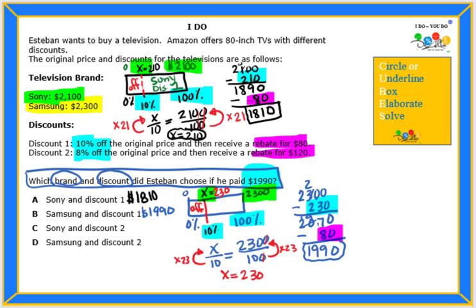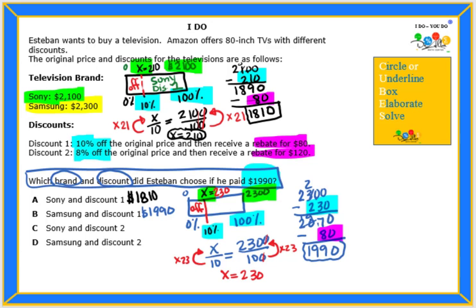Okay, so the Sony was originally less than the Samsung, and if we apply the same discount to both of them, then the savings or the sale price for the Sony will also be less than that of the Samsung. So now, with that being said, and we know we already got 1,990, I'm still going to check the Sony and discount too.